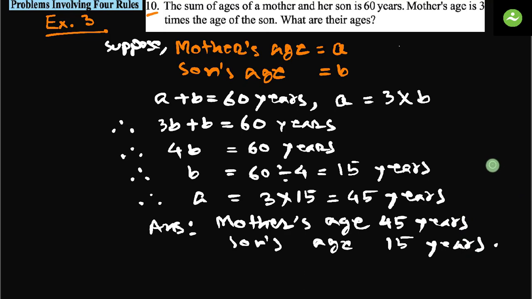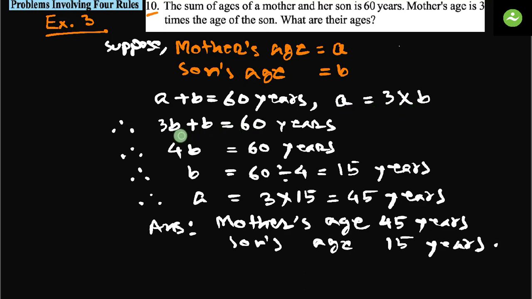I think I could make you understand. It was pretty simple. Mother's age was A, son's age was B. So the sum of ages means A plus B is 60 years. Again they said mother's age is 3 times the age of the son, means A is 3B.